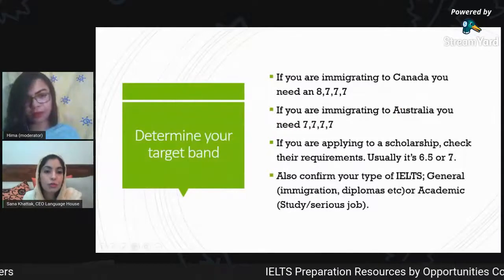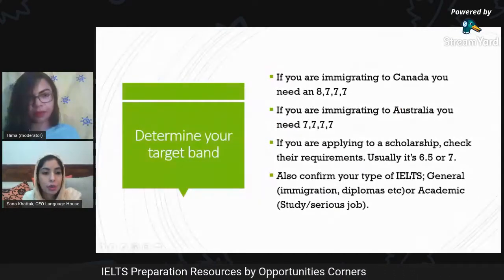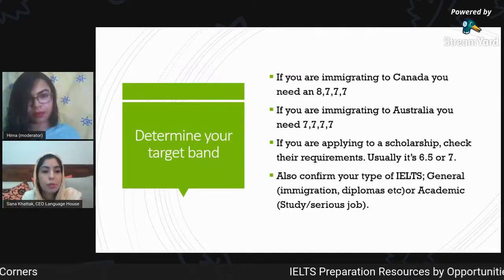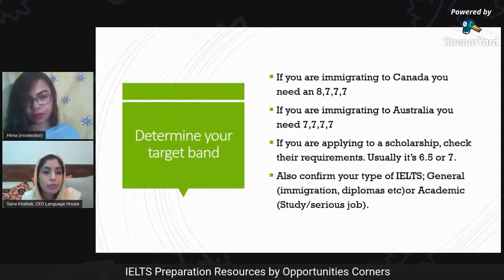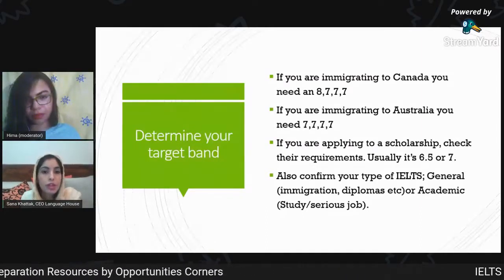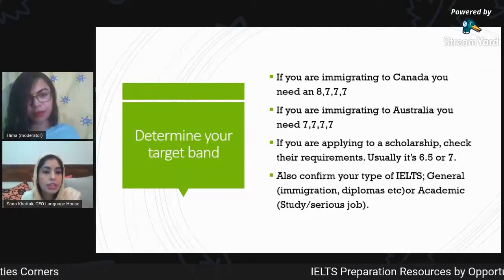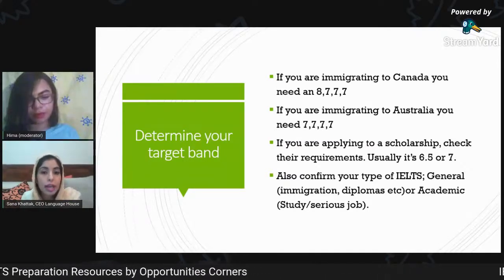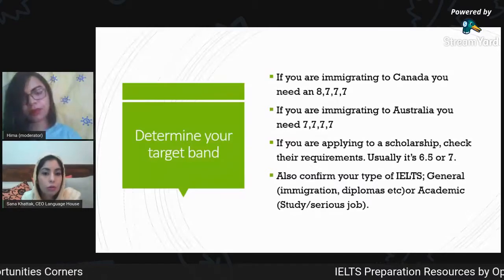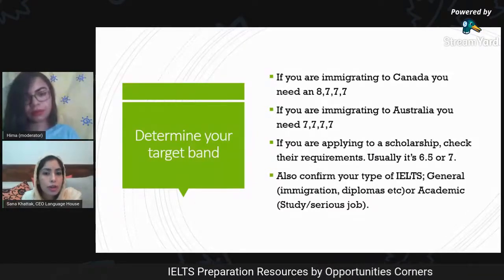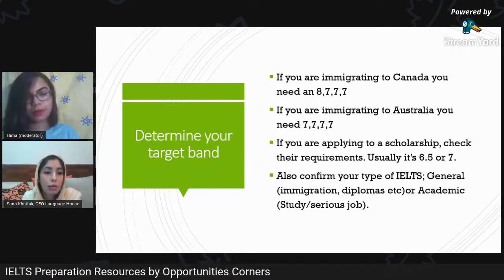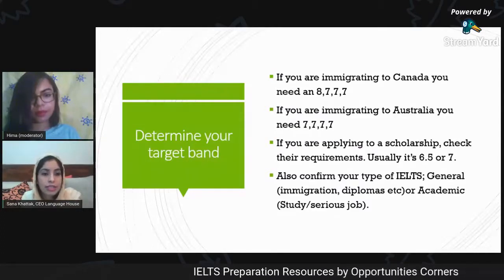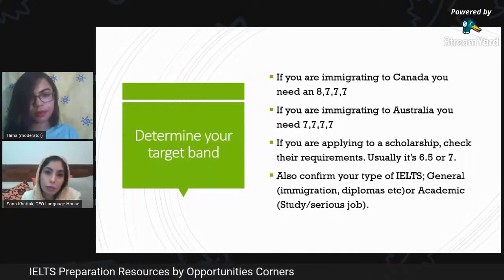There are a few purposes for your IELTS, and there are different required target bands. As you can see in this slide, for immigration purposes and for scholarship purposes, you have different requirements or target bands. So if you're immigrating to Canada, you need 8 in listening and 7, 7, 7 in the rest of the modules. If you're immigrating to Australia, you need a consistent 7 band in all 4 modules. And if you're applying for a scholarship or a university, please check the requirements of that scholarship or university. Although usually it is 6, 6.5, or 7, for specific scholarships it can be different.